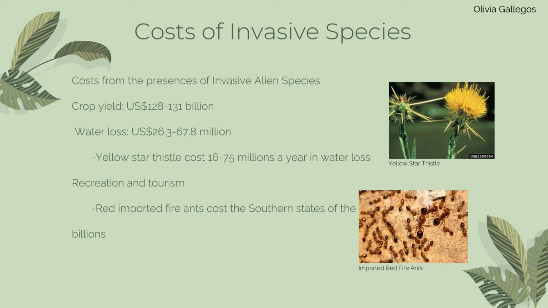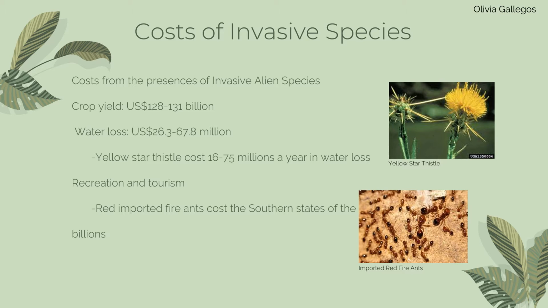The presence of invasive alien species can have multiple effects on the environment. Many of these can have a rather costly outcome for the U.S. The invasive species result in an alteration of goods. In relation to crop yield, invasive alien species cost the U.S. anywhere from $128 to $131 billion annually.